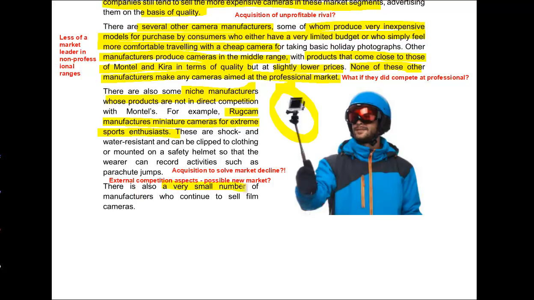And there's a mention that very small numbers of manufacturers continue to sell film cameras. We know this is a super niche market. We haven't yet seen whether Montel do this kind of range, but typically this is going to be sort of a futile kind of aspect, I imagine, given our previous information.